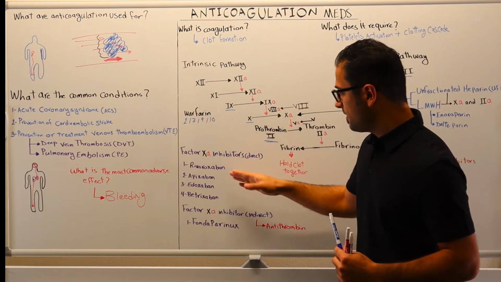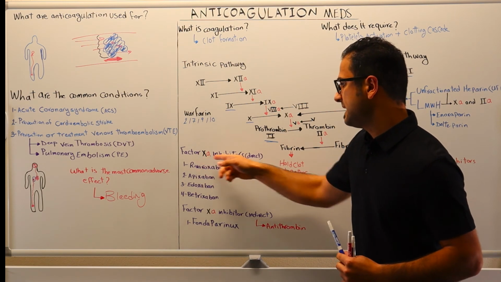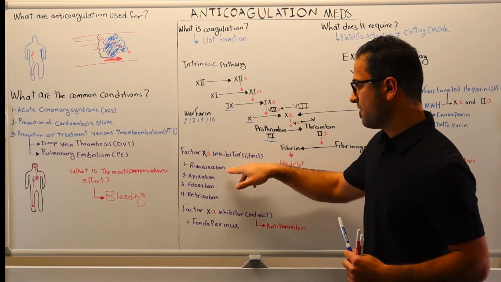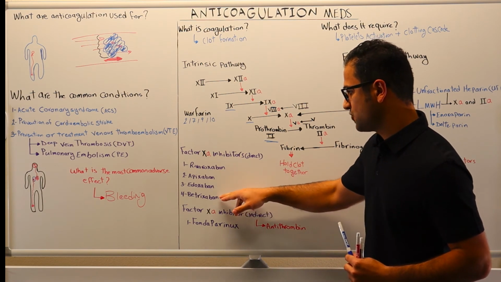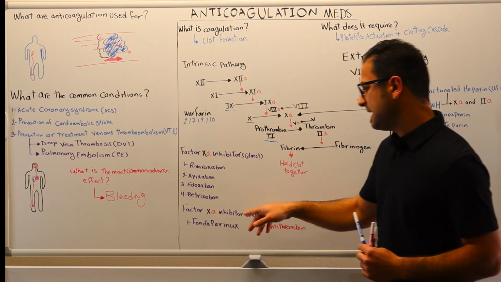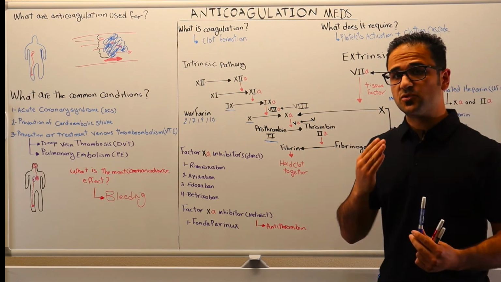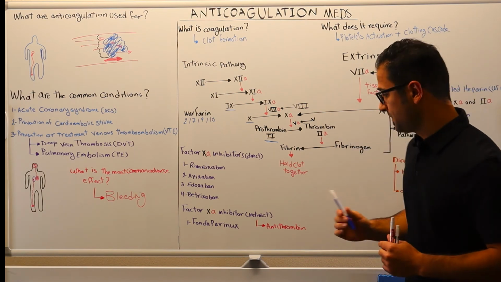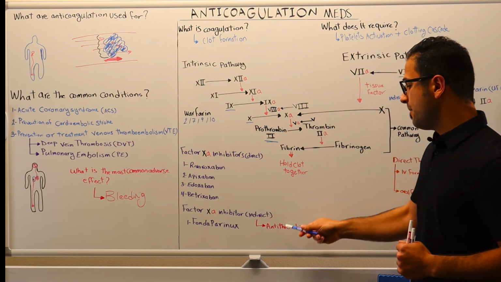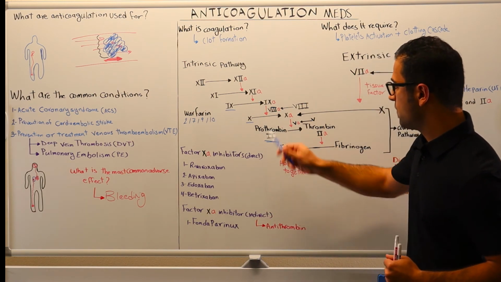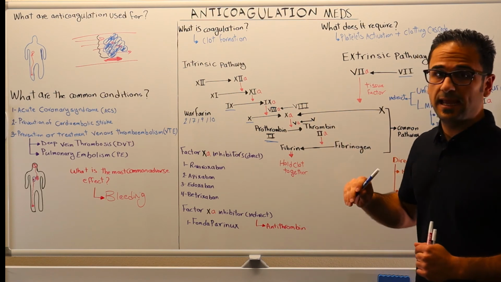There are 4 medications under the direct 10A inhibitors: rivaroxaban, apixaban, edoxaban, and betrixaban. For the indirect factor 10A inhibitors, there is one medication under that class. There is fondaparinux, and this one requires binding to antithrombin in order to inhibit 10A.